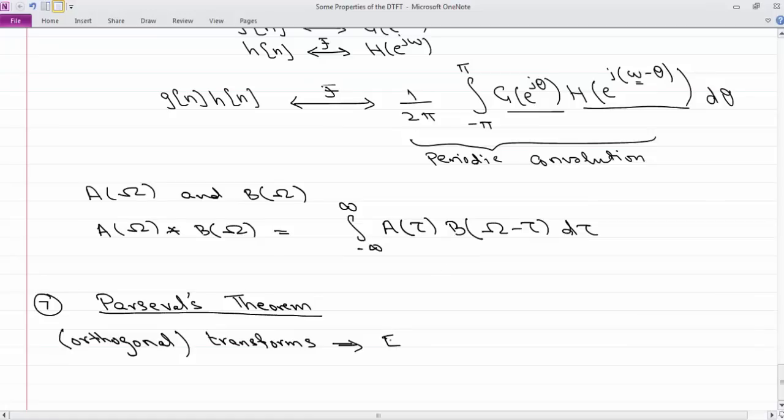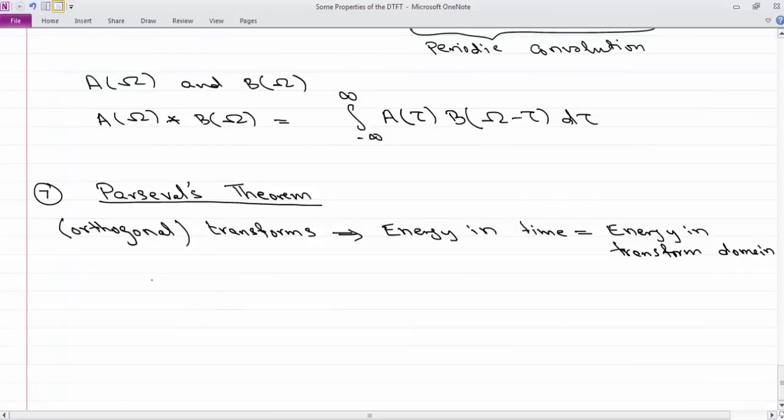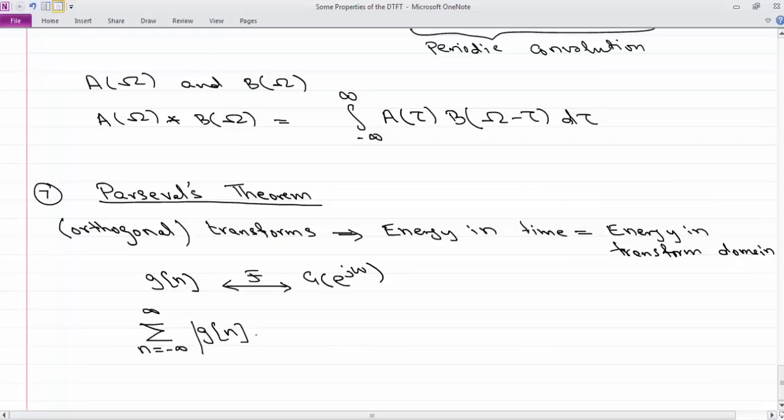Energy in time equals energy in the transform domain, or in this case, the frequency domain. So if you are given a signal g[n], which has a Fourier transform G(e^jω), how have we defined the energy for discrete time signals? We take the sequence, take the absolute value squared, and sum up all the values. That's the definition of energy. If we normalize that, then we get power.